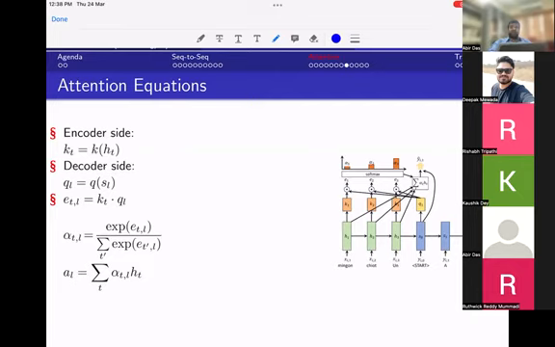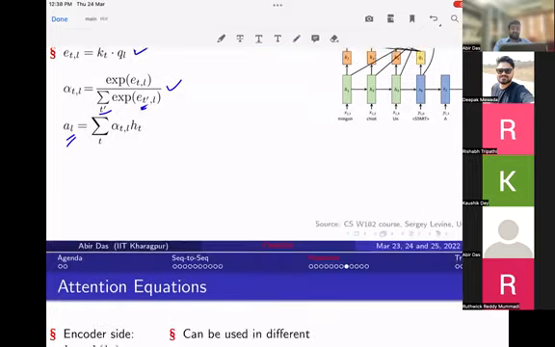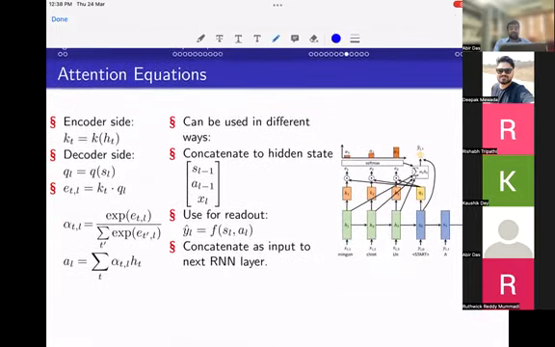Now, this is a summarization of what we have discussed till this point today. On the encoder side, KT is K of HT. On the decoder side, QL is Q of SL. ETL you are computing, which is just the dot product. Alpha TL you are softmaxing over all the T primes, that is all the T's, and you are computing the AL. Then you are sending this weighted combination of these HTs, and how can you use it in different ways?